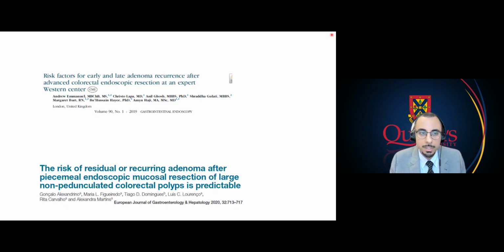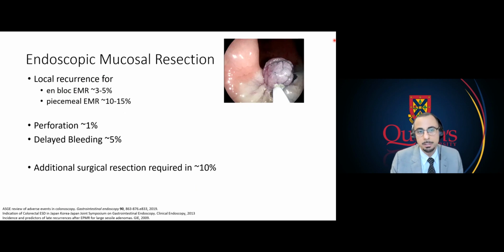So overall, what we can take away from EMR is that the local recurrence rate for en-bloc EMR is about 3 to 5% from the literature, and piecemeal resection is about 10 to 15% recurrence rate. The perforation rate is about 1%, and again, it varies depending on the location and lesion complexity. Delayed bleeding is about 5%, and overall additional surgical resection is required in about 10%. And again, that varies depending on your practice and how aggressive or how conservative the endoscopist is.